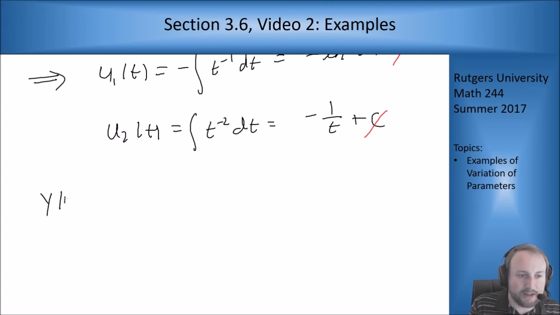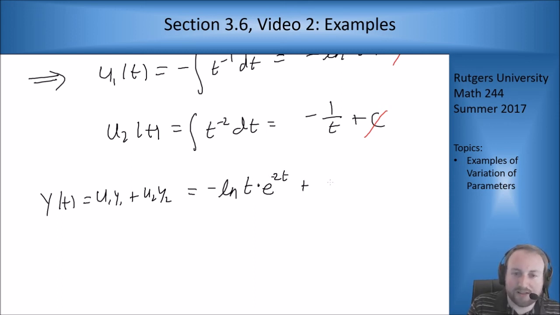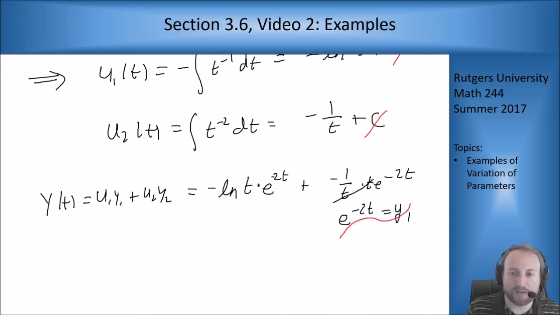So y of t is u1 y1 plus u2 y2, which is negative log of t times e to the negative 2t plus a negative 1 over t times t e to the minus 2t. These t's cancel and I get an e to the minus 2t here. But this is just y1, so I can forget about it because it solves the homogeneous problem. So my solution to the non-homogeneous equation is negative log of t e to the minus 2t.